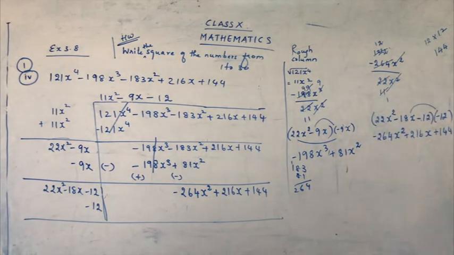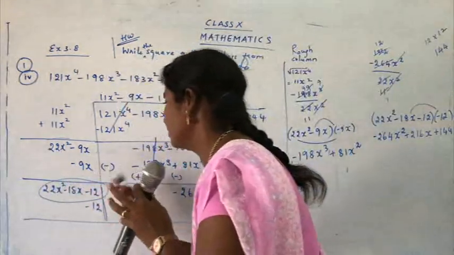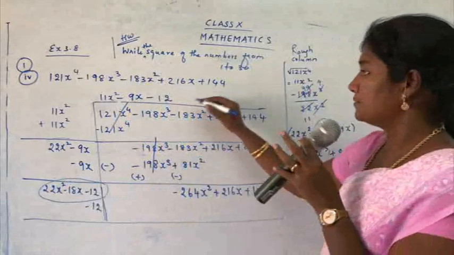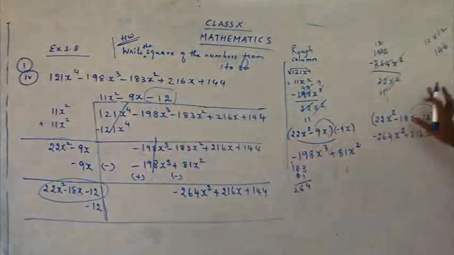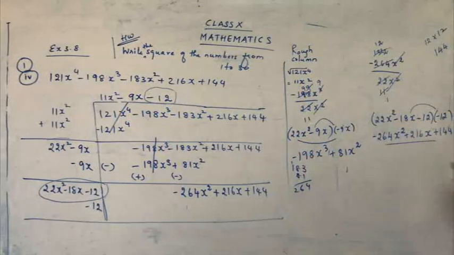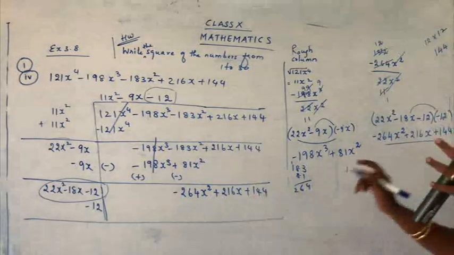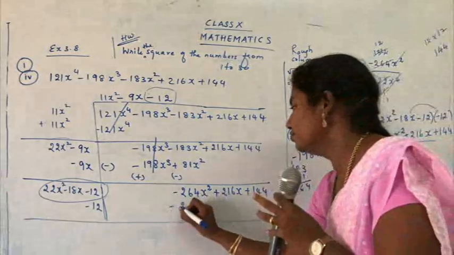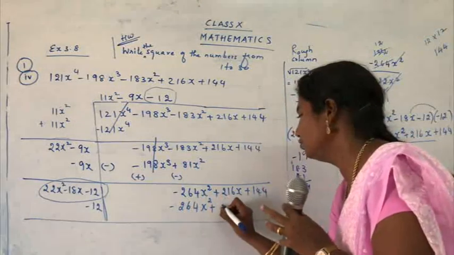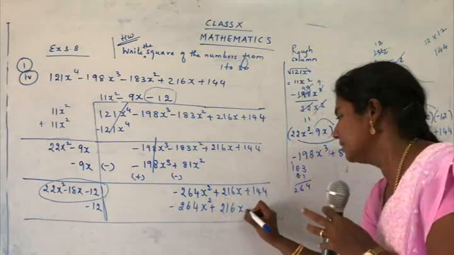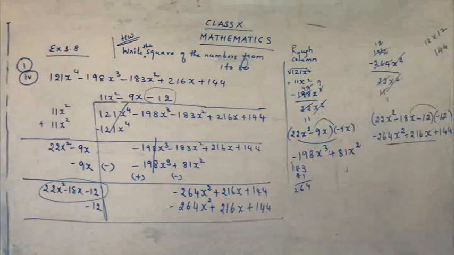Is the step clear, children? So we are just taking this part, the part which is on the left of your division, and you are just multiplying the quotient part along with the sign. So you have to take minus 12, and we have got an expression over here. So just take down the answer and put it over here. So what do you get here? Minus 264x square plus 216x plus 144.